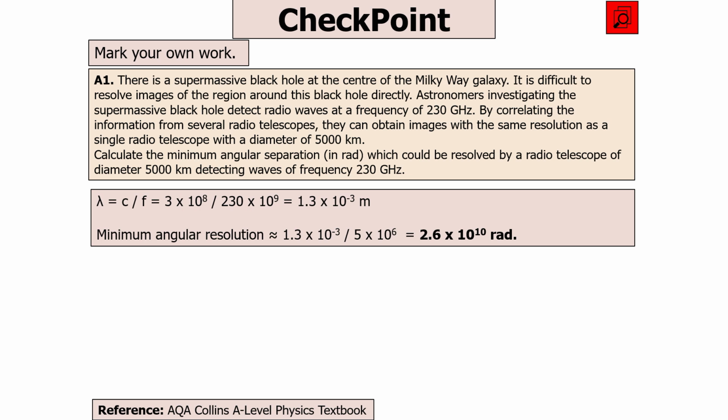We can then say that the minimum angular resolution is the Rayleigh criterion. It's going to be theta equals lambda over d. We've just worked out lambda. We know d from the information is 5 times 10 to the 6 meters, converting from kilometers. So we get 2.6 times 10 to the minus 10 radians.